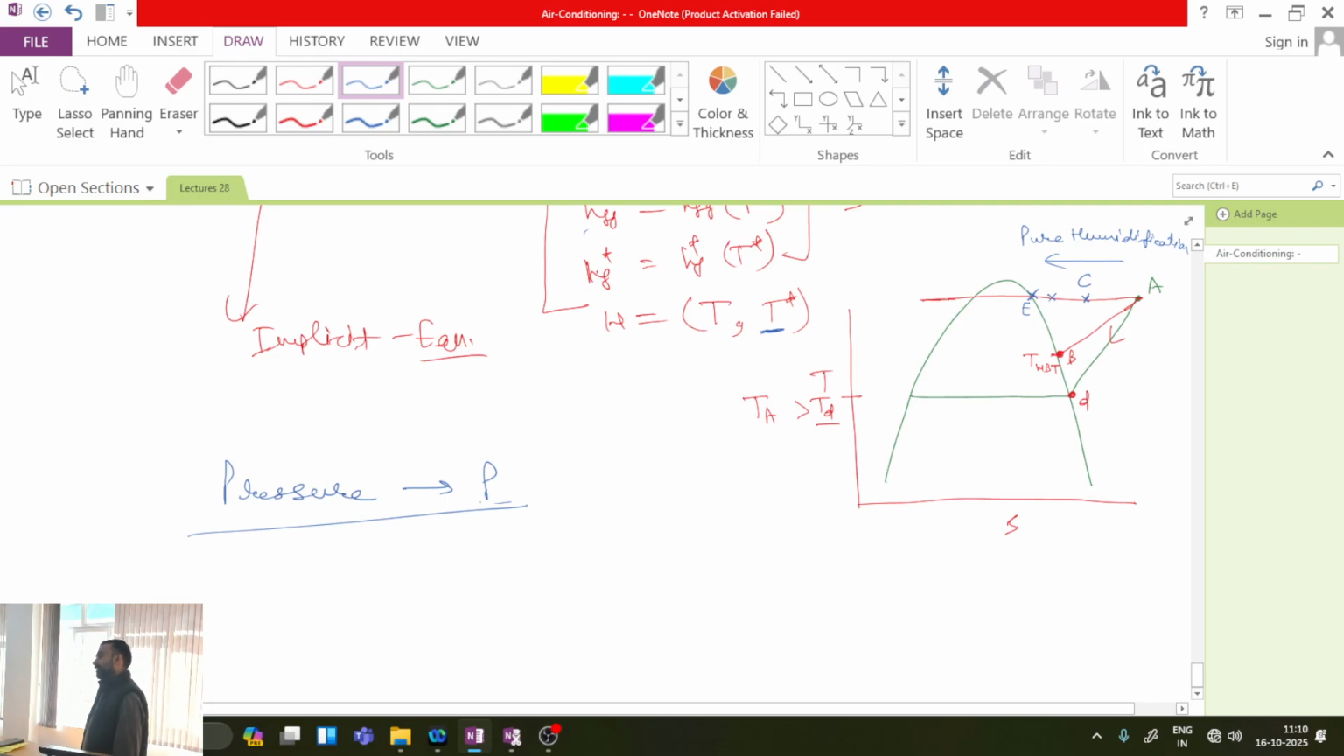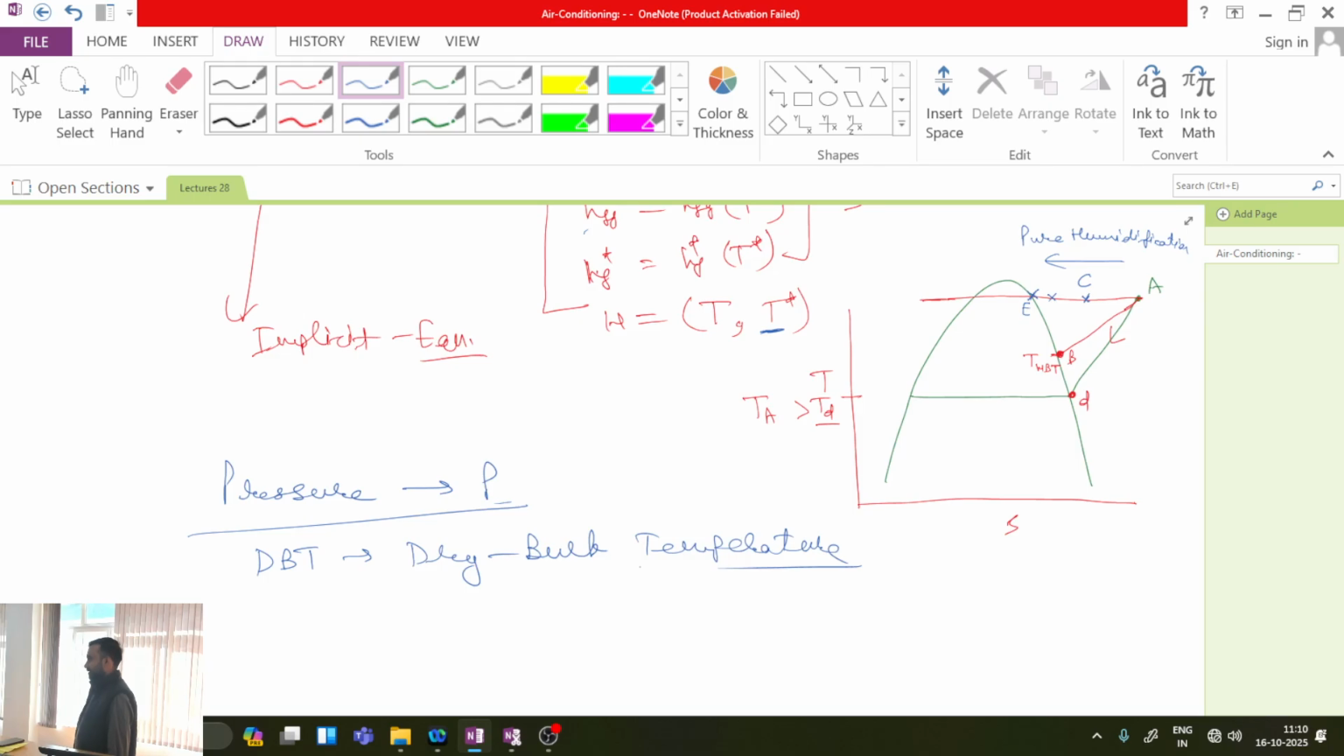The second important property which I would be easily able to calculate is, if I just put a thermometer in the room, that thermometer will be giving me the temperature of the room. The temperature of the room which is measured by the thermometer, that temperature is something which is called DBT. What is the meaning of DBT? Dry bulb temperature. Okay, this temperature is called DBT, dry bulb temperature.